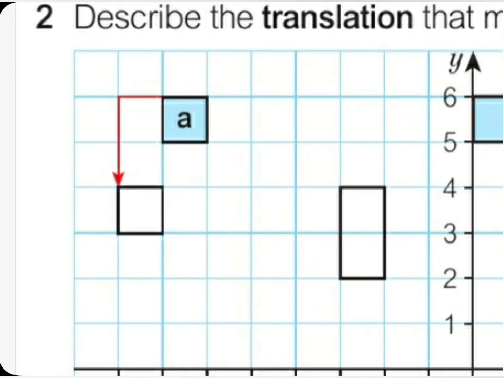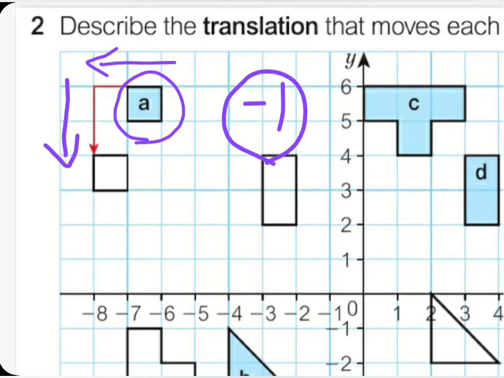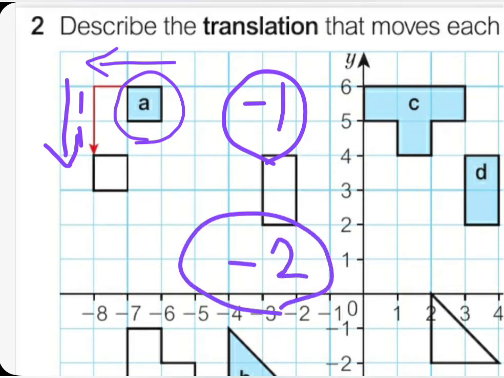Here, shape A moved to this side on the horizontal axis. And this side means negative. So when we describe the horizontal movement, we're going to say -1. Very good. And then we describe the vertical movement, which happened here. It moved 2 to the negative side. Very good. So it's going to be -2. And this is how you explain or describe translation.